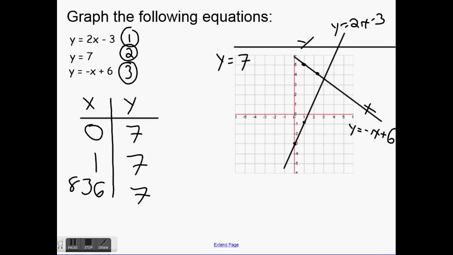And the same thing would go for x. If my equation was, say, x equals 7, then I would just have a vertical line going through x equals 7. Because no matter what y is, x will never change. Y can be anything, but x will always be 7. So it's just a vertical line. Okay. Are there any questions about this? No.